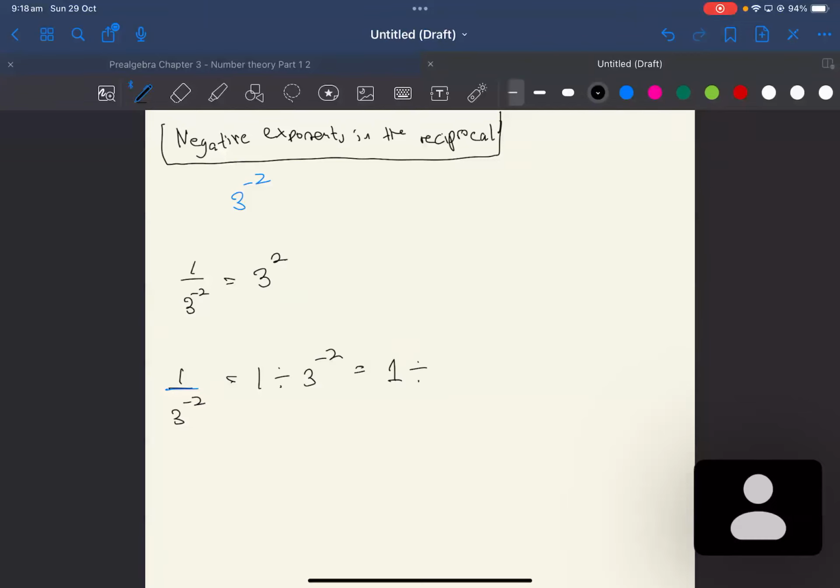But let's do the steps as well. 3 to the power of -2 is 1 over 3 to the power of +2, from what we've done before. Then, because you're dividing, keep change flip. You flip it: 1 times 3 to the power of 2 over 1. You bring the denominator to the top. It just becomes 3 to the power of 2. That's the proper way to think about it.